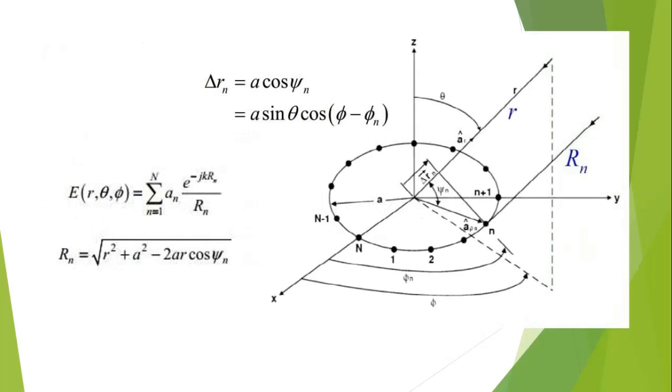E of r comma theta comma phi equals the sum of n equals 1 to N, an into e to the power of minus j k Rn divided by Rn. Therefore, Rn is equal to the square root of r square plus a square minus 2ar cos phi n.